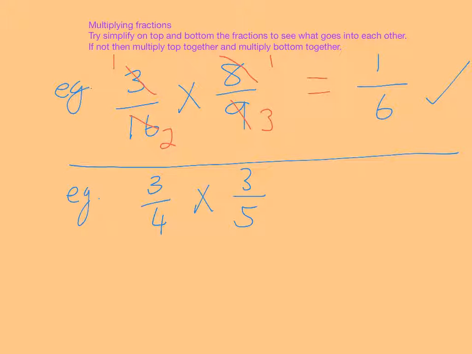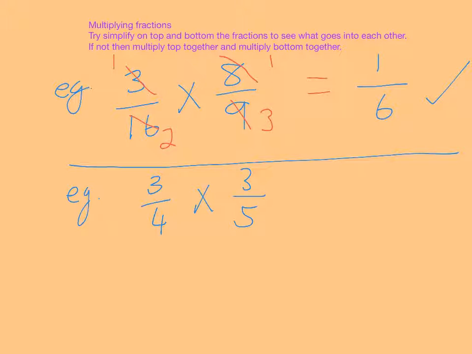So let's try another one. In this fraction underneath here, we have 3/4 multiplied by 3/5. Now, there is nothing on top and bottom that go into each other. 3 can't go into 4 on the bottom. 3 on the top on the left hand side cannot go into 5 on the bottom on the right hand side. So there's nothing that cancels or makes it easier.